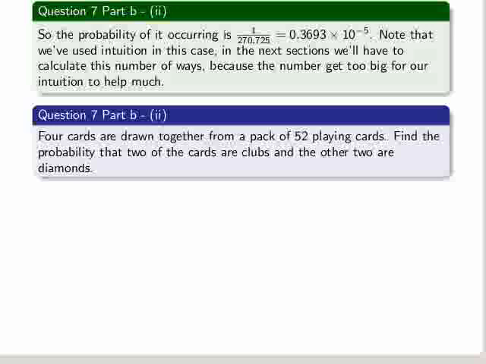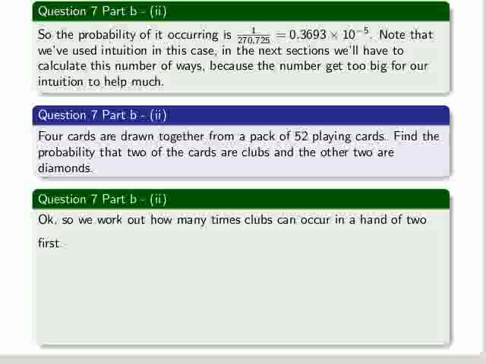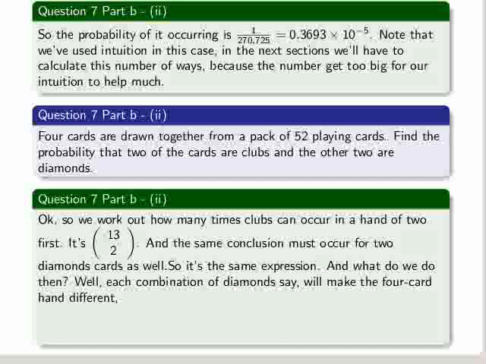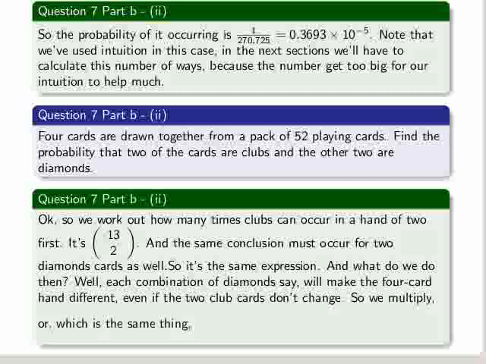Okay, section 2. This time we have to find the probability that 2 of the cards are clubs and the other 2 are diamonds. So we work out how many times clubs can occur in a hand of 2 first. It's 13 choose 2. And the same conclusion must occur for 2 diamond cards as well, so it's the same expression. And what do we do then? Well, each combination of diamonds, say, will make the 4 card hand different, even if the 2 club cards don't change. So we multiply, or, which is the same thing, we calculate the square of 13 choose 2.